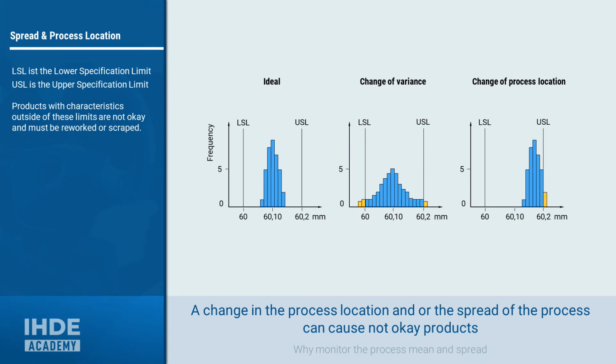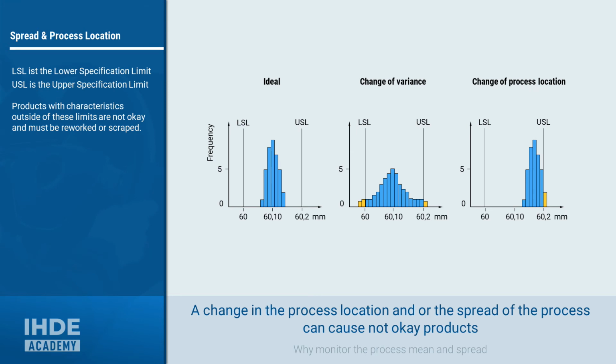In the middle image, most of the values are still in the center between the two specification limits. However, the spread of the values has increased considerably. So much so that some values are outside the specification limits. An increase in the process spread has therefore resulted in products being produced which do not meet the requirements.